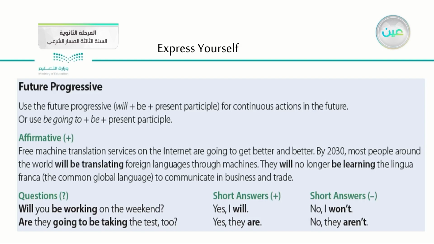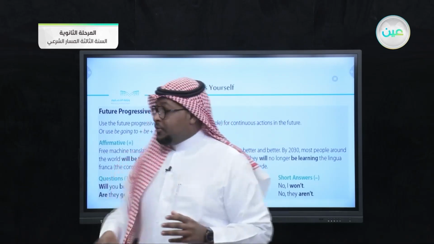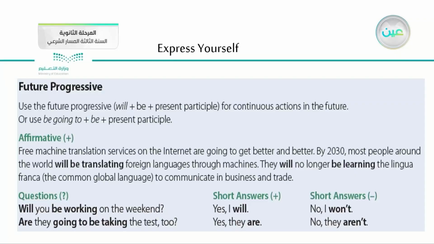We can use this tense at different levels, which is questions and answers. If you go over this part, which is questions, here we have: will you be working on the weekend? As you see here, this is the form that we discussed earlier, which is will plus be and a verb in the ing form. And the answer is yes I will, or no I will not. As you see here, this is the abbreviation of will not. We don't pronounce it as won't, we pronounce it as will not.